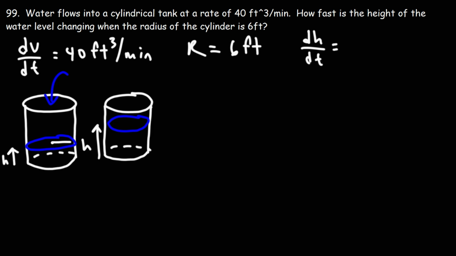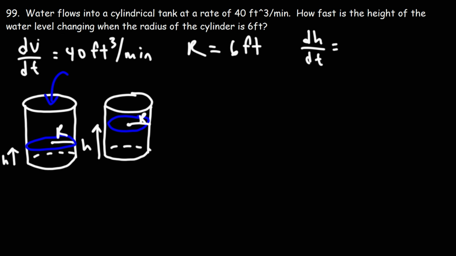But now notice the radius of the water in this cylinder. It's not going to change as we add water to it. The radius is going to stay constant because the shape of the cylinder remains constant. As a result, dR/dt is 0. R is treated as a constant.